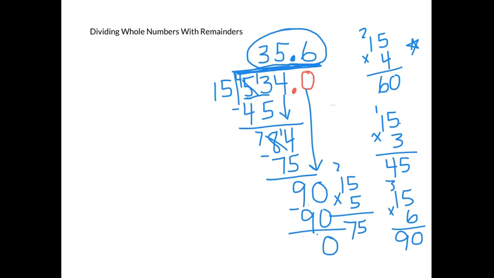Okay, so if you get a remainder whenever you're dividing, you want to add in that decimal point in your dividend and put a 0 after it so you can bring it down. And you could add as many zeros as you need to in order to continue dividing. Okay, we only had to add 1 for this problem, but in other problems you might have to add more than 1.